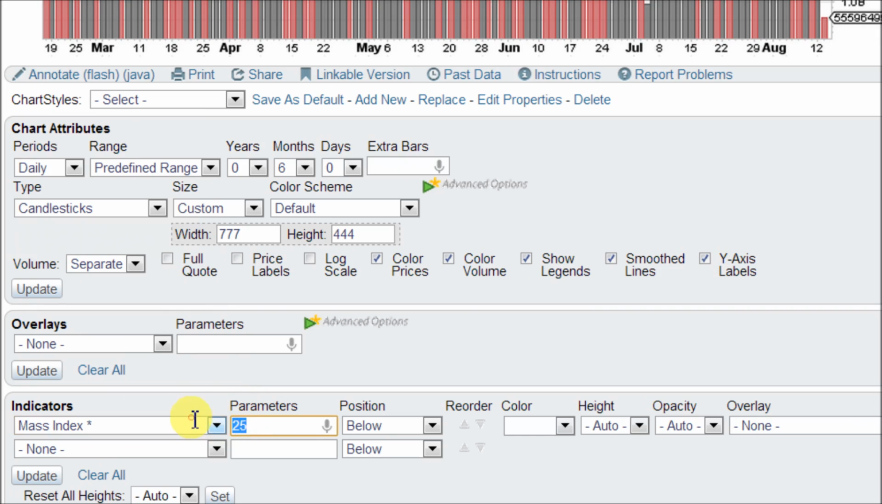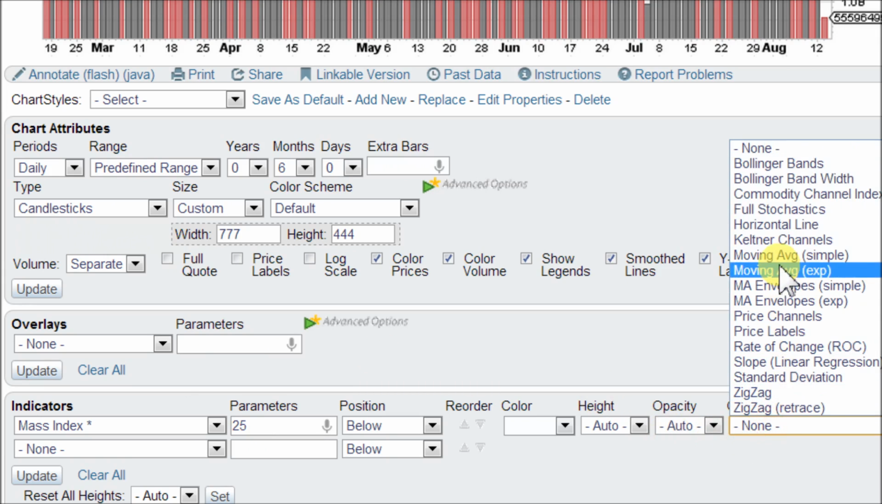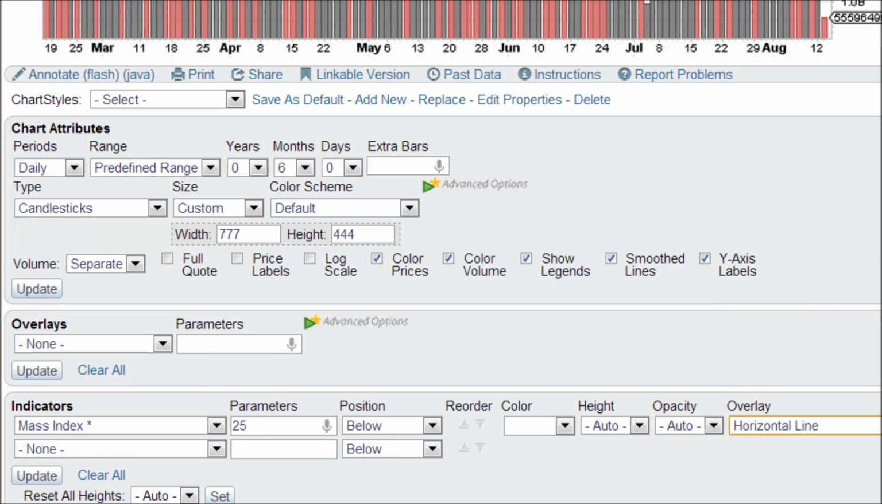The standard parameter is 25, and this is one that you can adjust either faster or slower depending upon your trading style. Now I'm going to add a horizontal line here at 26.5 because that is where the signal is finished forming. That's where it actually gives the signal.